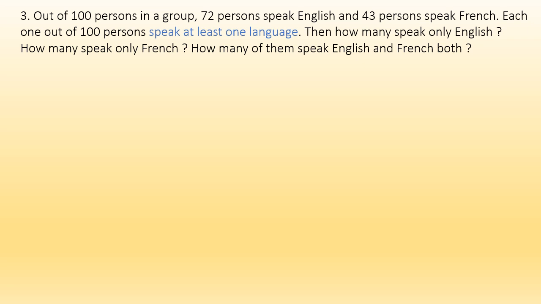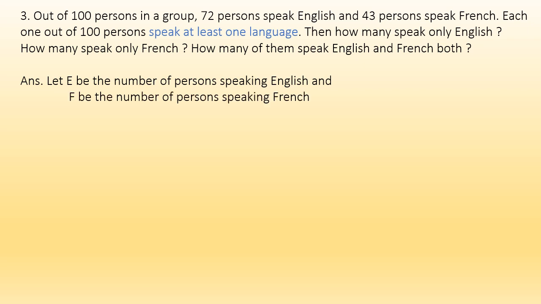Now from the question we need to understand what is the given data. Total number of persons are 100. Now as each one of them is speaking at least one language, this total will become union of the two sets, that is E and F. We will write statements. Let E be the number of persons speaking English and F be the number of persons speaking French.